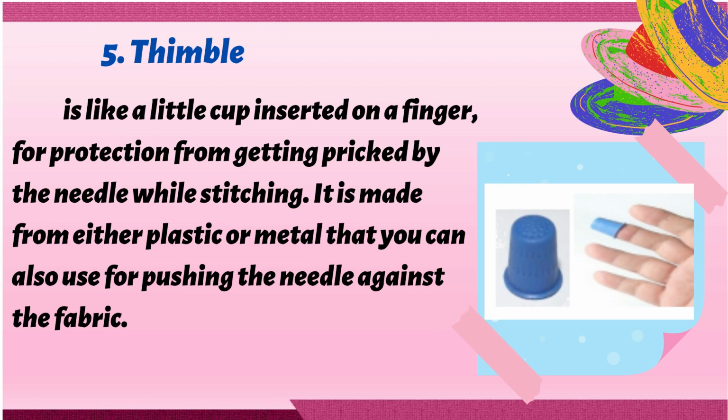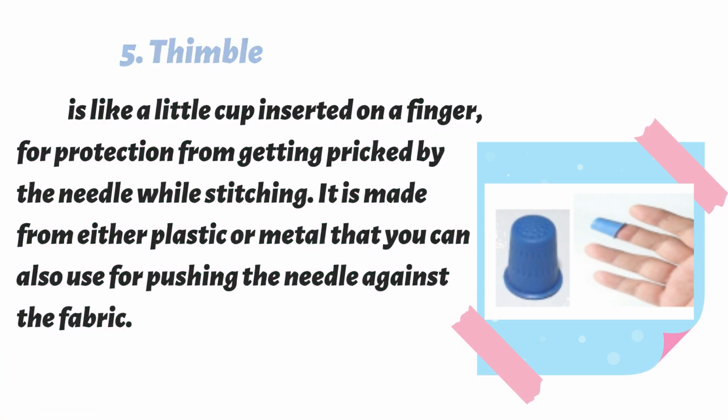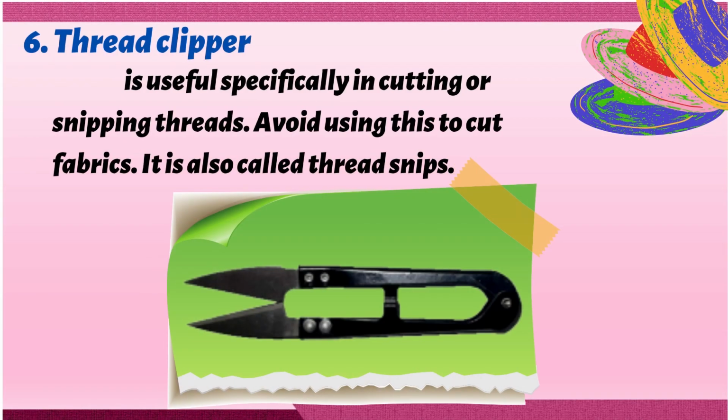Thimble. Thimble is like a little cup inserted on a finger for protection from getting pricked by the needle while stitching. It is made from either plastic or metal that you can also use for pushing the needle against the fabric. Thread clipper. Thread clipper is useful specifically in cutting or snipping threads. Avoid using this to cut fabrics. It is also called thread nips or thread snips.